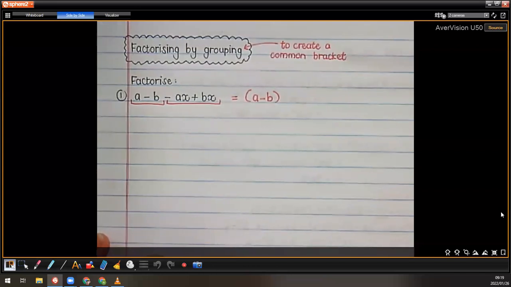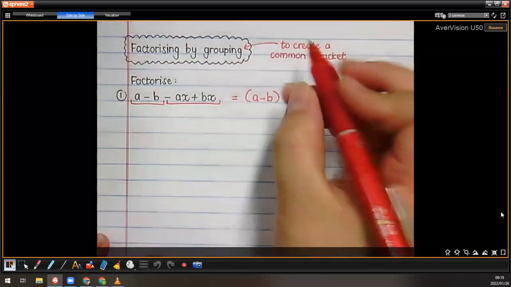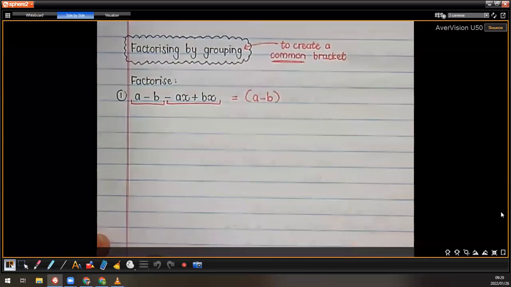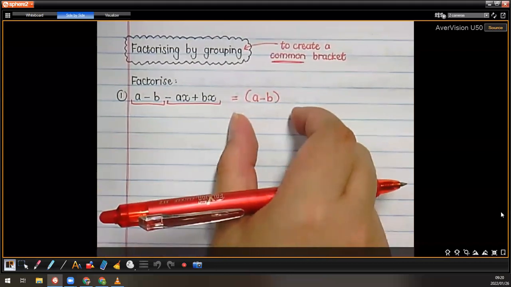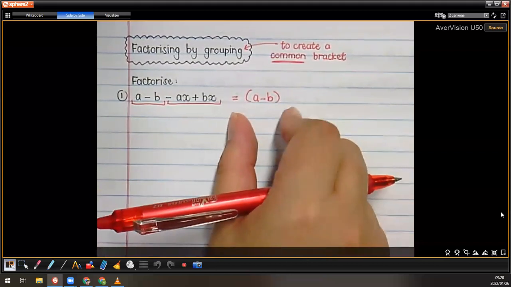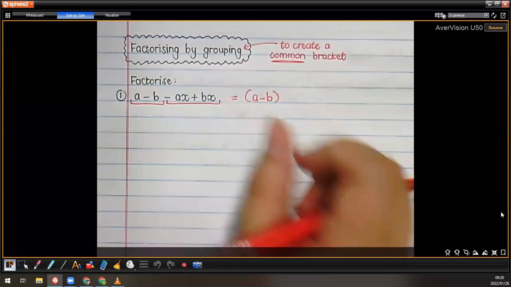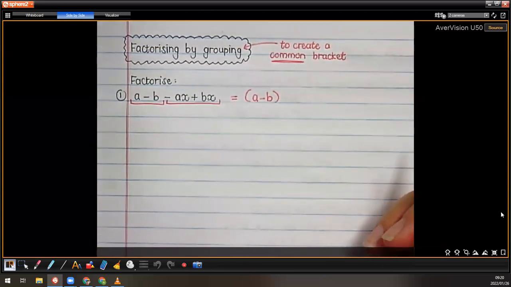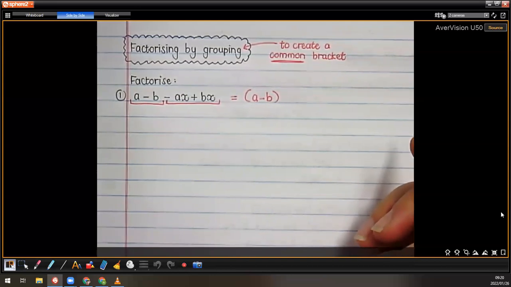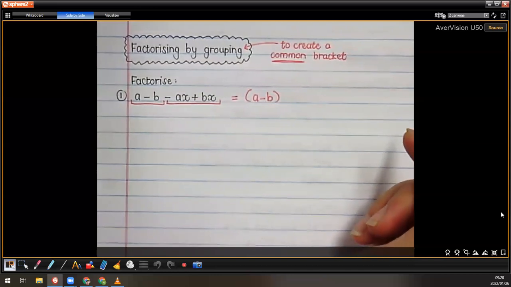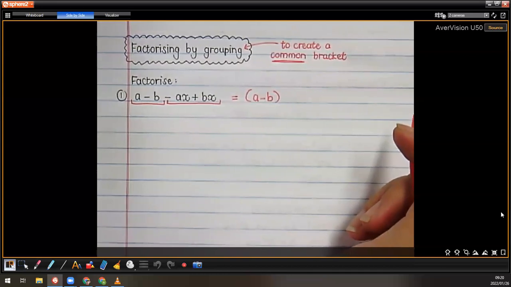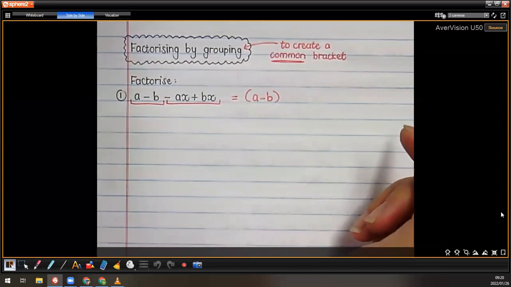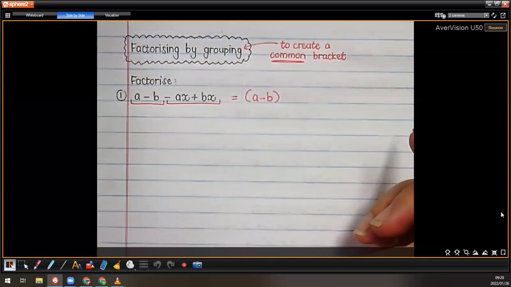A minus b. And guys, remember, the purpose is to create a common bracket. So I want to also have an a minus b bracket when I've grouped the next two terms together. Well, then you just put brackets around it. But I'm actually factorizing, so factorizing is actually doing the process of dividing. You can't just put brackets around it.